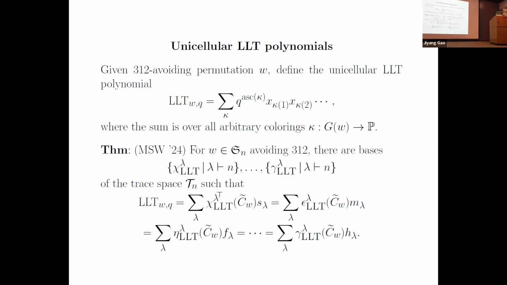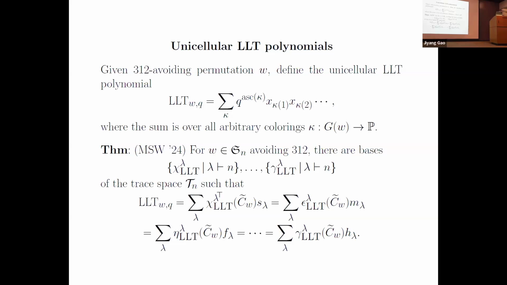Related to chromatic symmetric functions by plethysm are unicellular LLT functions. These can be parameterized by 3-1-2 avoiding permutations, so that the one corresponding to w is combinatorially defined in terms of arbitrary colorings that are not necessarily proper. The indifference graph corresponds to w. Like the chromatic symmetric function X_G, the symmetric function LLT_w also is a generating function for evaluations of certain traces of the Kazhdan-Lusztig basis element C_w.